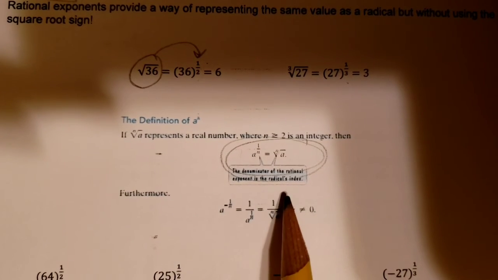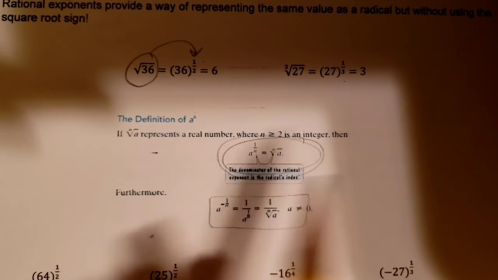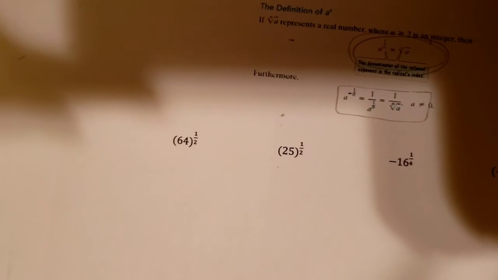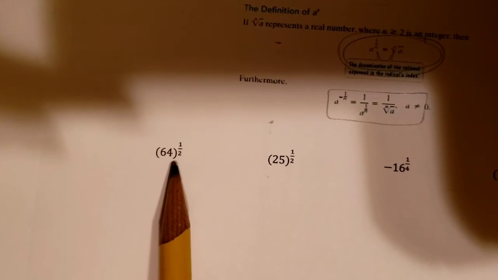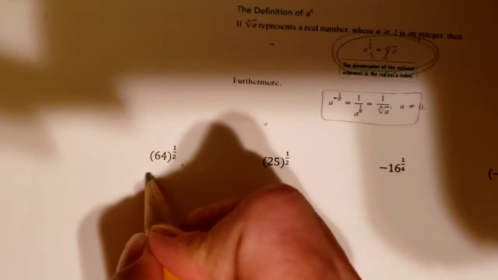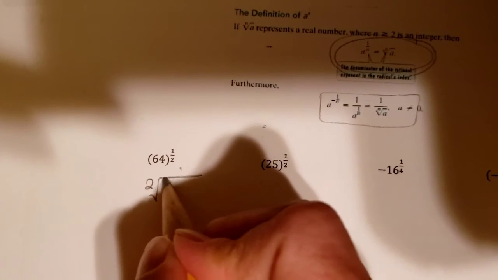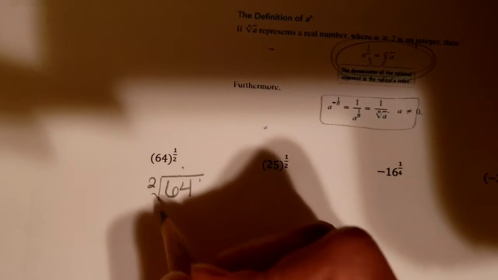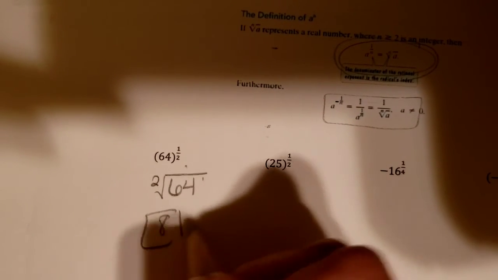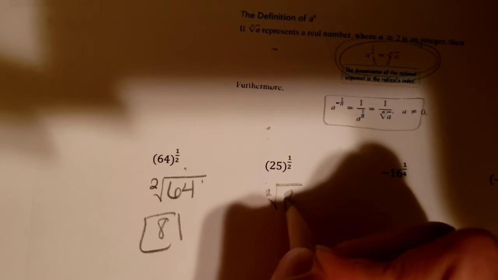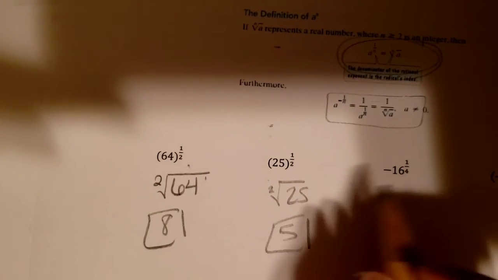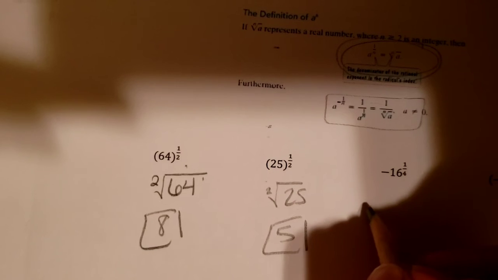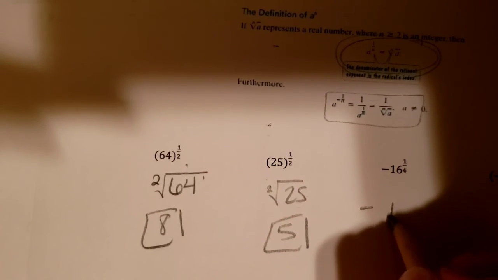And then they go back to the negative exponents that we discussed in a previous lesson. What we're going to do on these is actually solve them. Know that the denominator is your index, and the numerator is your power. So we're essentially looking for the square root of 64, which is 8. Now we're looking for the square root of 25, which is 5. This negative sign in front just goes out in front of whatever radical we come up with.